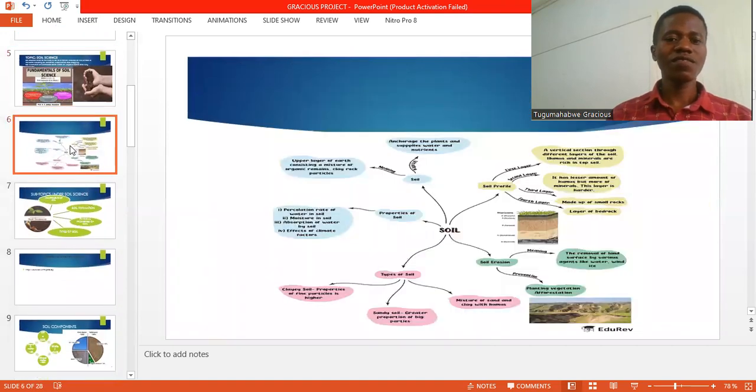The next thing is a word concept. I bring this word concept first to summarize generally the concepts about soil science. So I bring it first, they compare every concept about soil science, and they know what is going to be captured within the lesson.